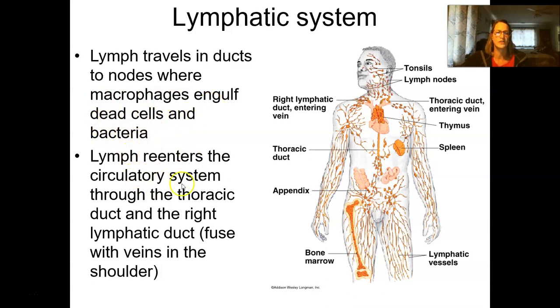Then the lymph re-enters the circulatory system through the thoracic duct and the right lymphatic duct. Here's the right lymphatic duct entering the vein near the heart, and here's the thoracic duct also entering a vein near the heart. So that's it for the cardiovascular system entirely. The next video is going to talk about the respiratory system and how all of this is connected.